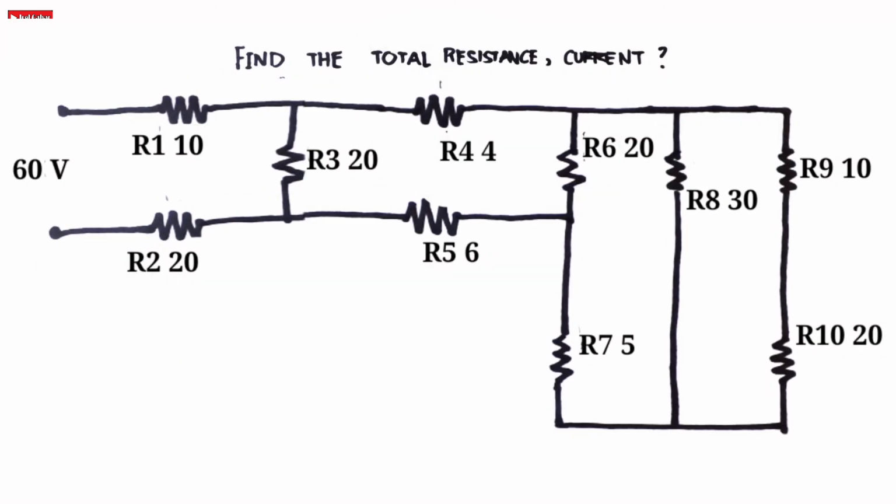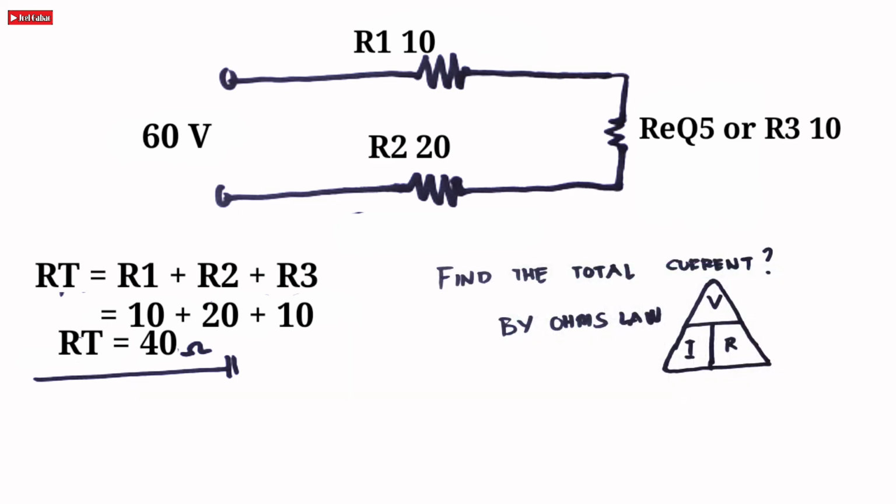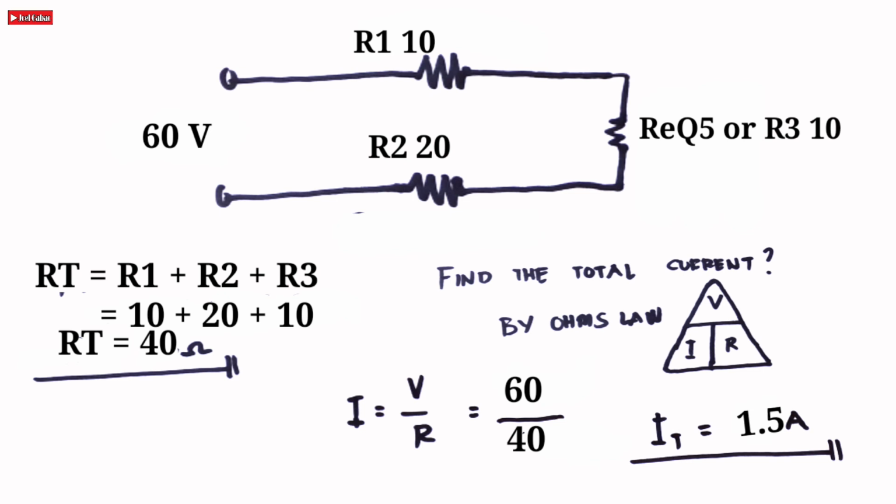Going back to the question earlier, since we now have a resistance of 40 ohms, we can now solve the current by the Ohm's law triangle. By the way, if you don't know about the Ohm's law triangle and Ohm's law formula, just click the link below to be automatically directed to the Ohm's law video. With the use of the Ohm's law triangle, we have the formula of the current, which is I is equal to V over R. And then substitute the given voltage and resistance. 60 over 40 is equal to 1.5 amperes.